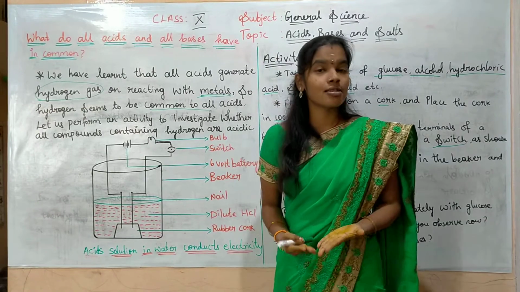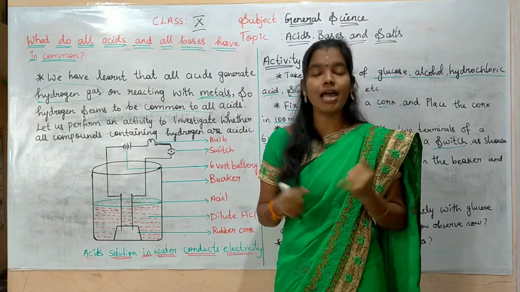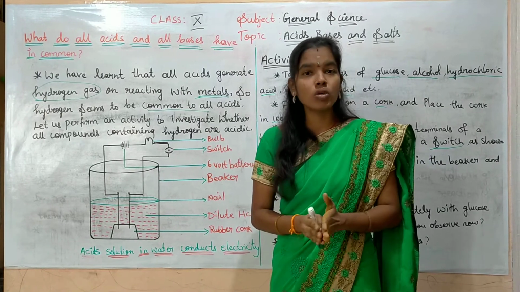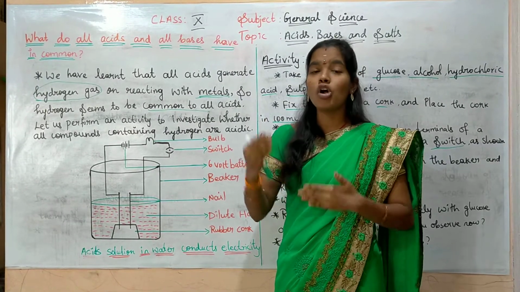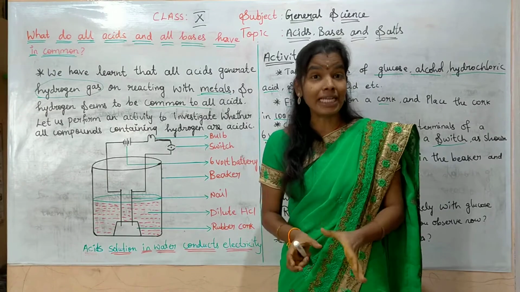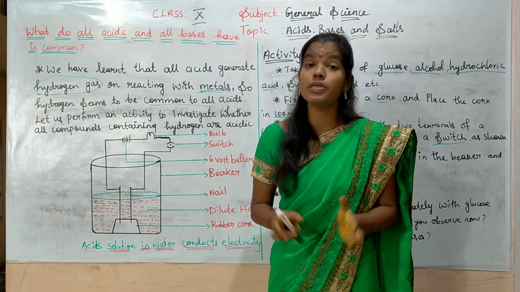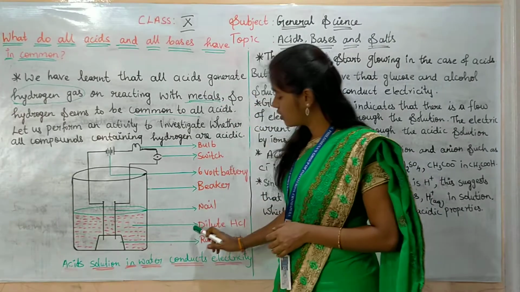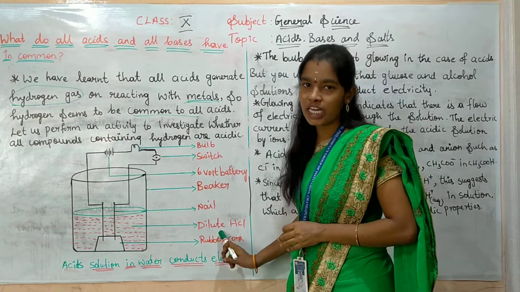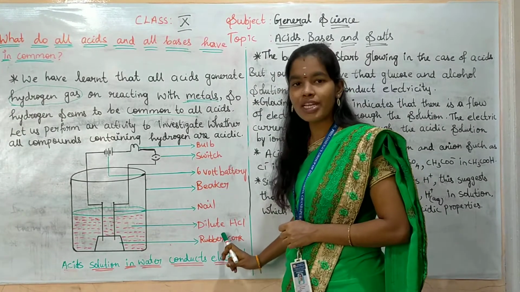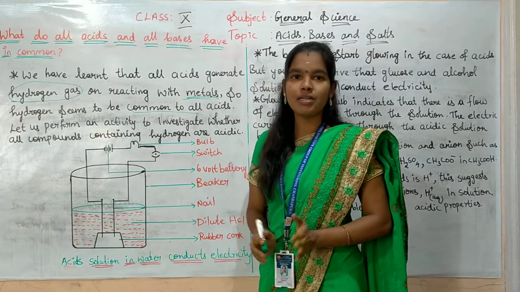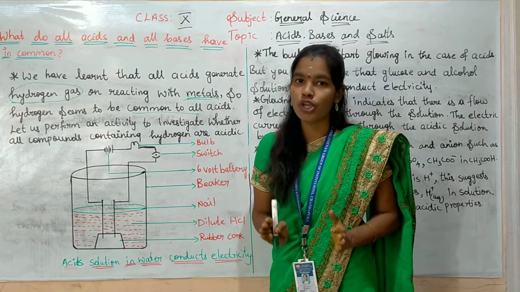And the next step, we have to pour alcohol and check whether the bulb is glowing or not. And next, we have to pour glucose and check. So in all these 4 cases, we have to observe very clearly in what cases the bulb is glowing. You can see, children, first which solution we have to take? Dilute hydrochloric acid solution we have to pour in this experiment, and we have to check whether the bulb is glowing or not.